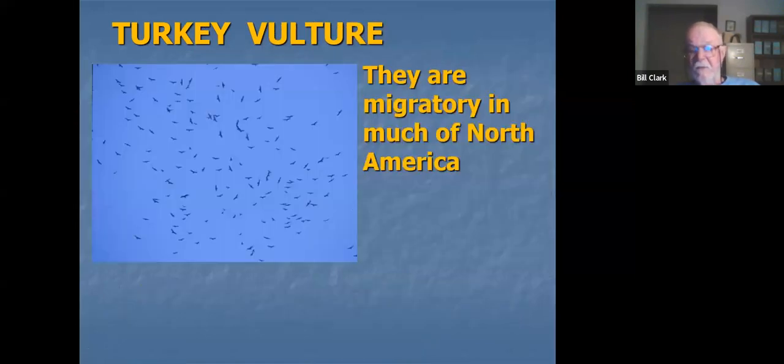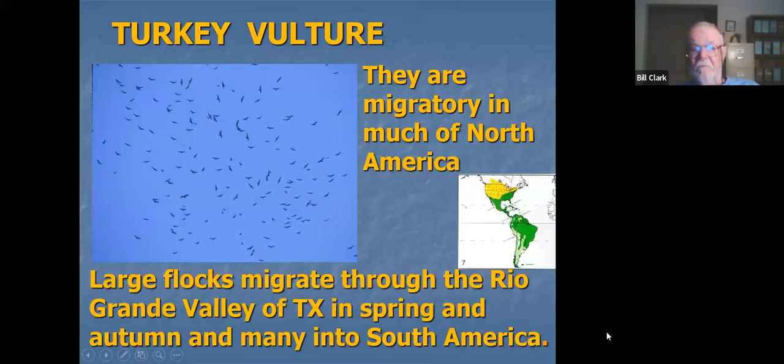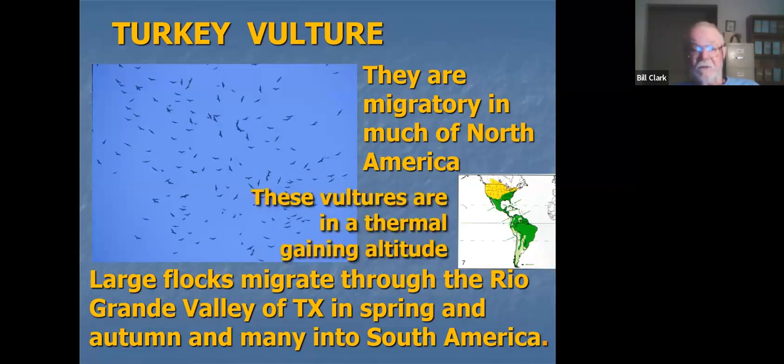Turkey vultures, as I mentioned, in much of North America are migratory, and they join up in big flocks and they fly south in the autumn and then back north in the spring. Many of them go into South America, where they are distinguished by their plumage from the native birds in South America and Central America too.